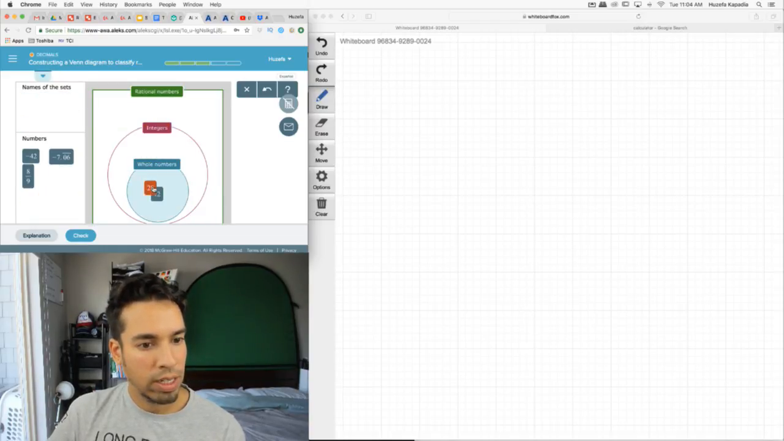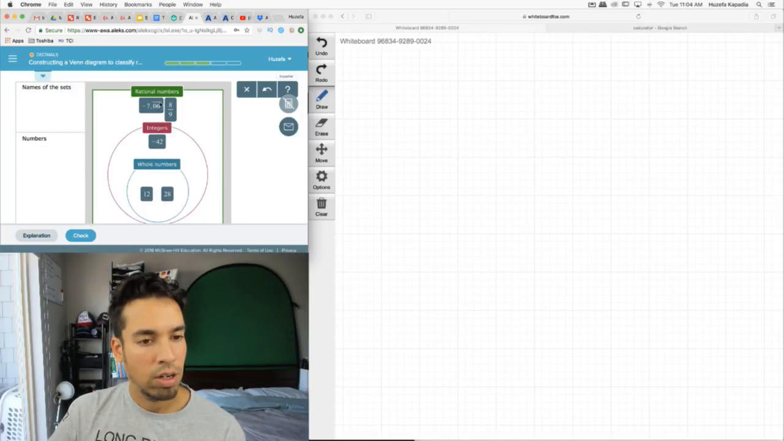-12 is a nice whole number. 28 is a nice whole number. -42 is an integer. And then these guys are non-whole numbers and non-integers, and they're rationals.